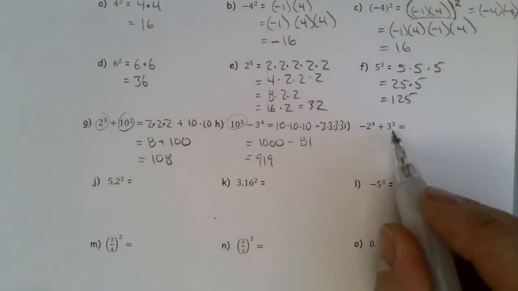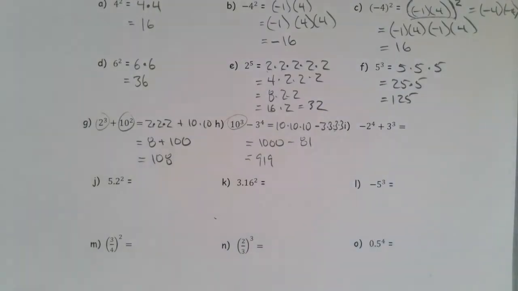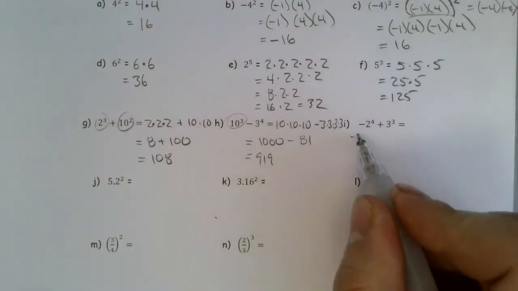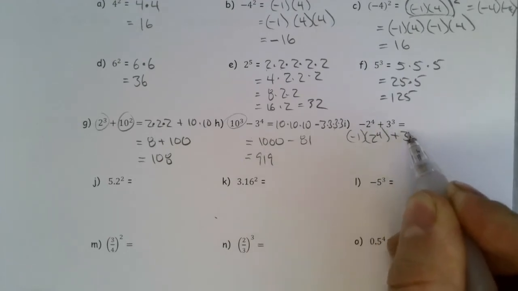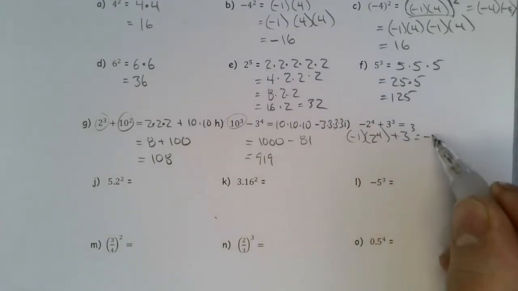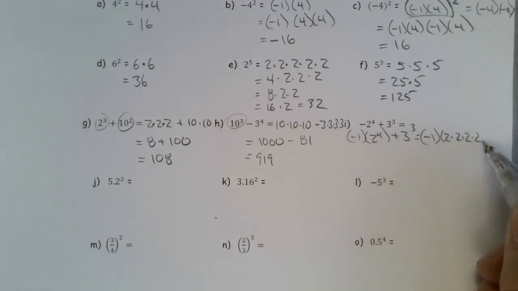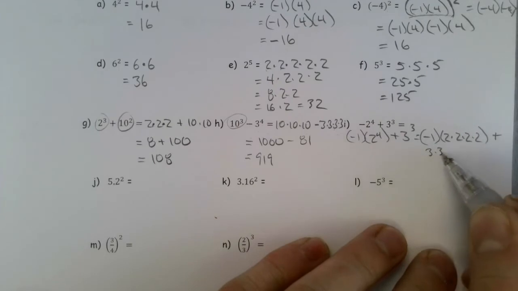Now here, I got a negative in front. But remember, think back to what we were doing just a few moments ago. That negative is not part of the base of the power. In other words, that negative is like a coefficient. It's like negative 1 multiplied by 2 to the 4 plus 3 cubed. So this is going to be negative 1 multiplied by 2 times 2 times 2 times 2. And I'm going to add to that 3 times 3 times 3.